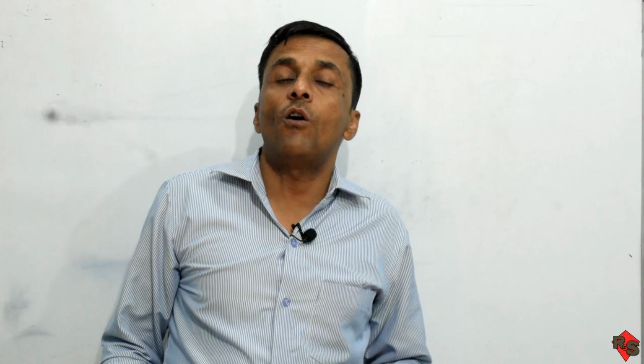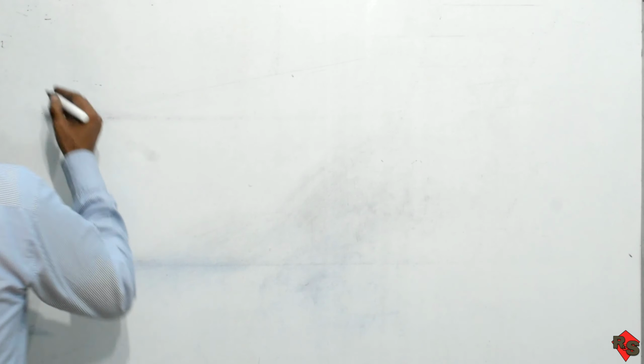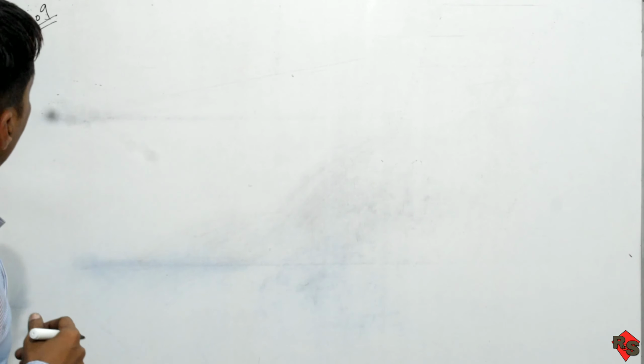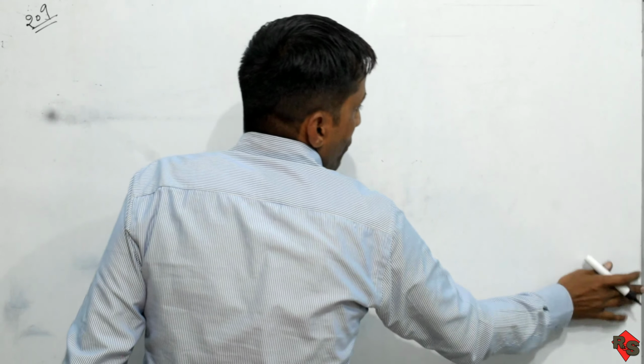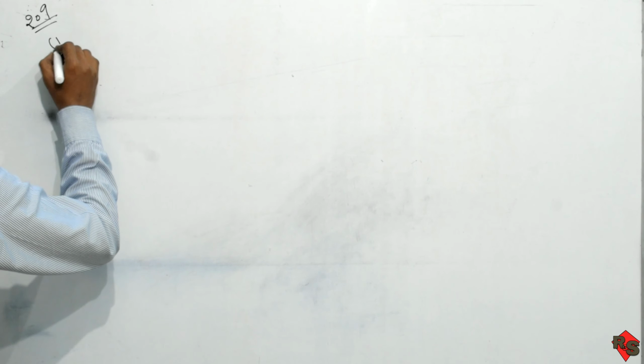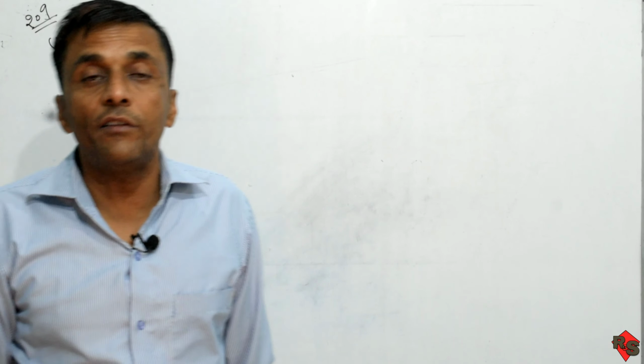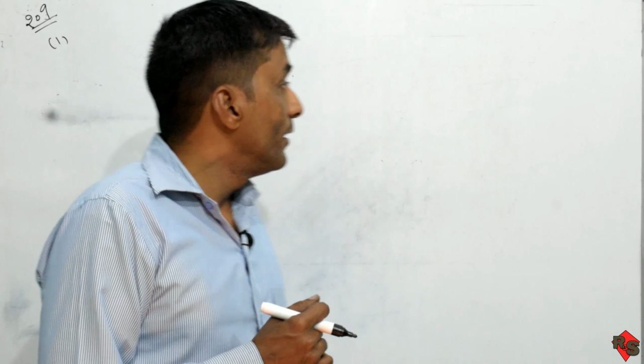In the in-text questions of the NCERT series, Class 10, Chapter 1, Current Electricity, the next page is page 209. Here are the questions and we will solve them. Here is the first question: on what factor does the resistance of a conductor depend? Very simple question.